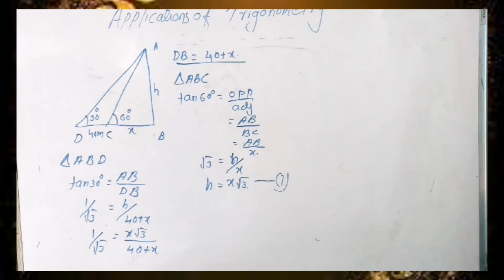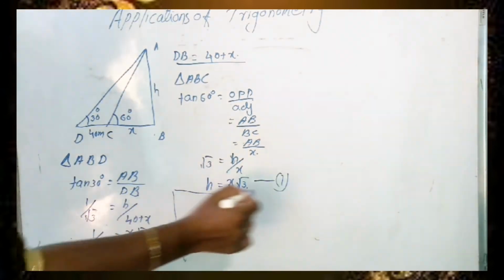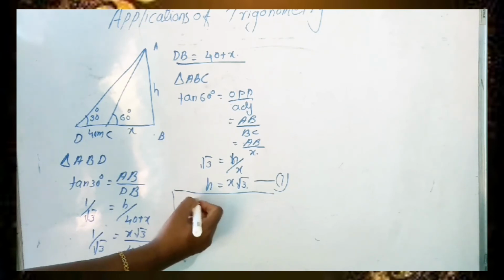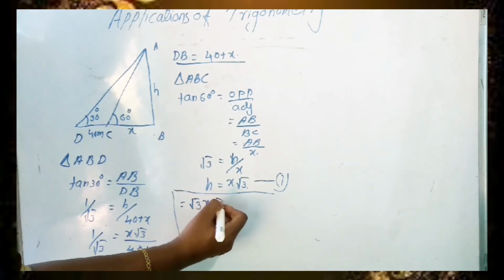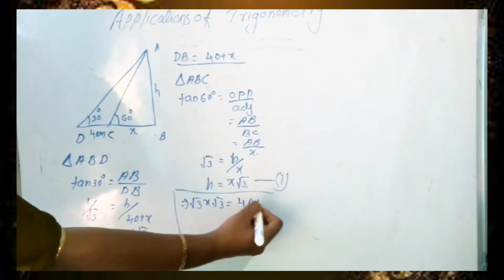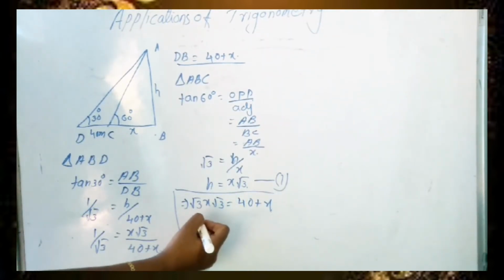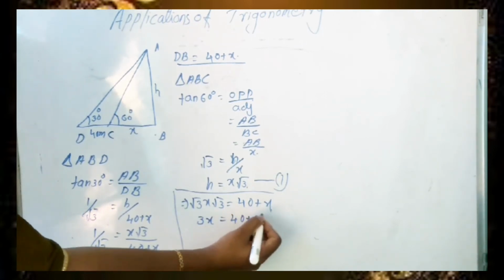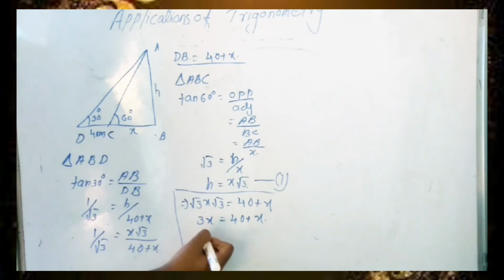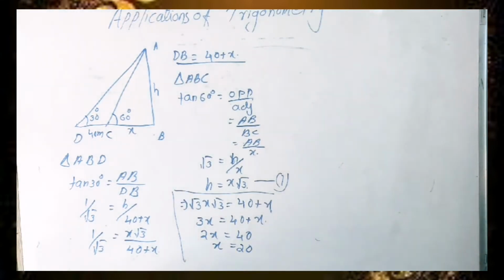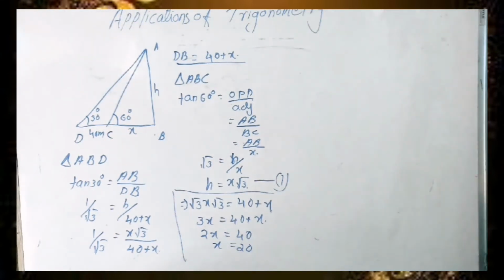Now just do that cross multiplication. We will get root 3 into X root 3 is equal to 40 plus X. Root 3 into root 3, that is 3. 3X is equal to 40 plus X. That means 2X is equal to 40, and X is equal to 20.